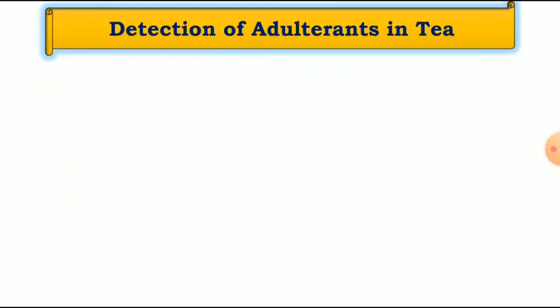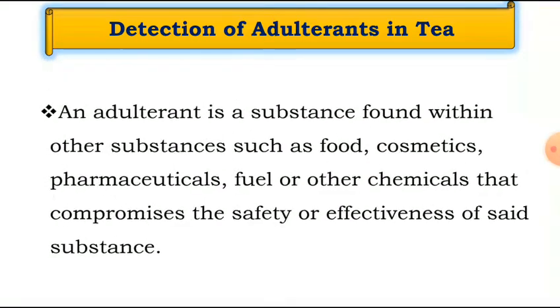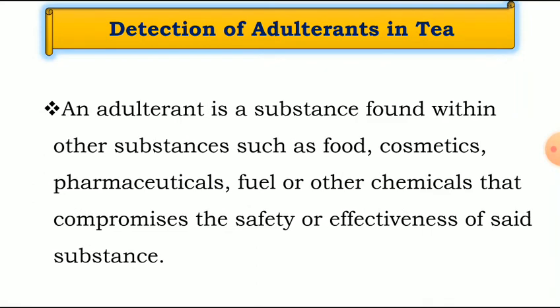Detection of adulterants in tea. First of all, what is meant by adulterants? All of you know, right? The definition of an adulterant: an adulterant is a substance found within other substances such as food, cosmetics, pharmaceuticals, fuels, or other chemicals that compromises the safety or effectiveness of said substance.